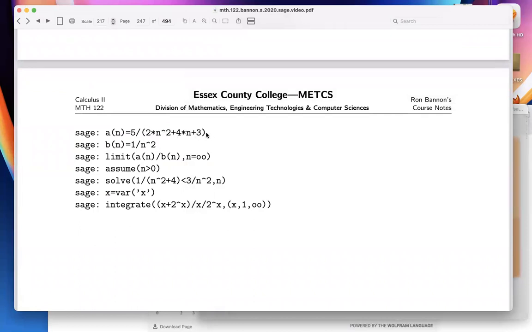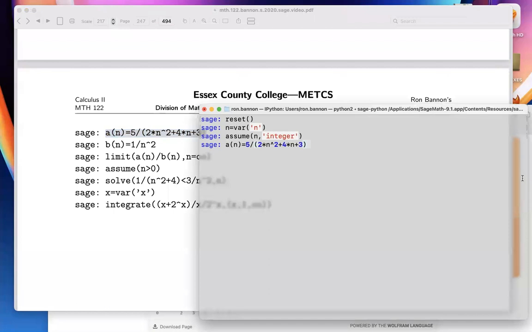All right, so this is defining a function a_n, and a_n is equal to 5 over 2n squared plus 4n plus 3. I'll put that down. Now it's a function you could evaluate at, like, 1. You get the idea. You could evaluate this. All right. Let's type in b_n. B is a function of n, and what is it? It's being assigned 1 divided by n squared.